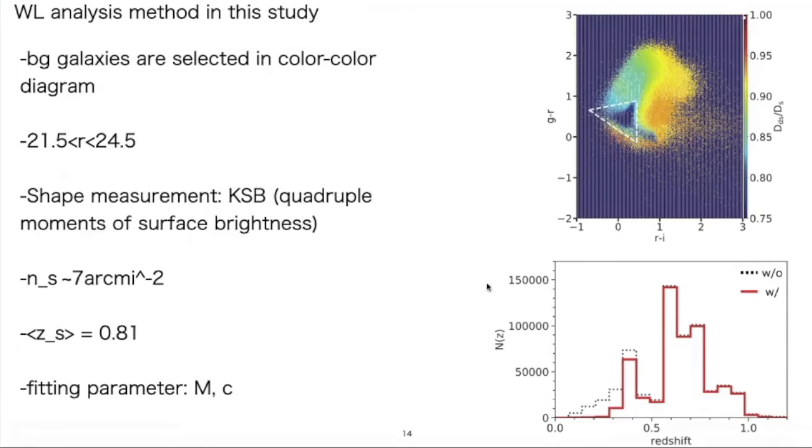This shows the result for the selection of the background galaxies. The black dots show the result without any color cut, and the solid line shows the result with the color cut. As you can see, if we don't use any color cut, there is contamination from foreground galaxies like this. But if we use the color cut, then we can use only background galaxies like this.